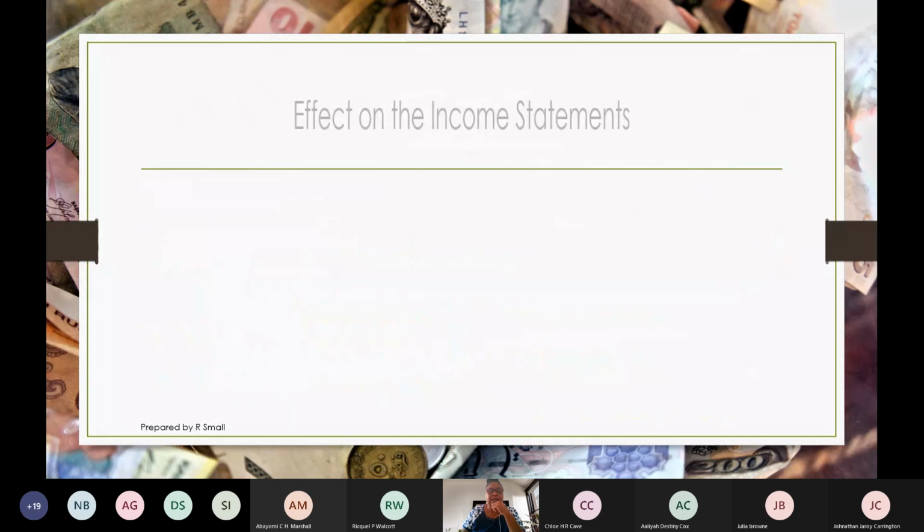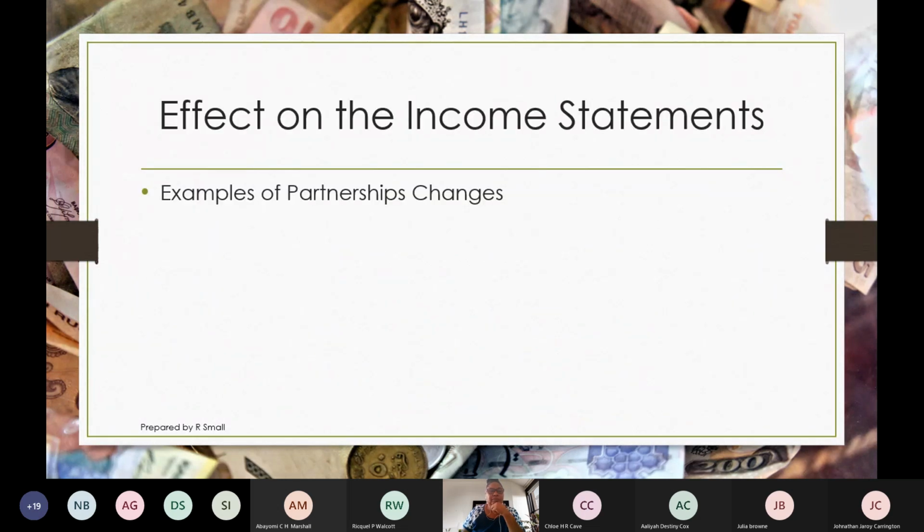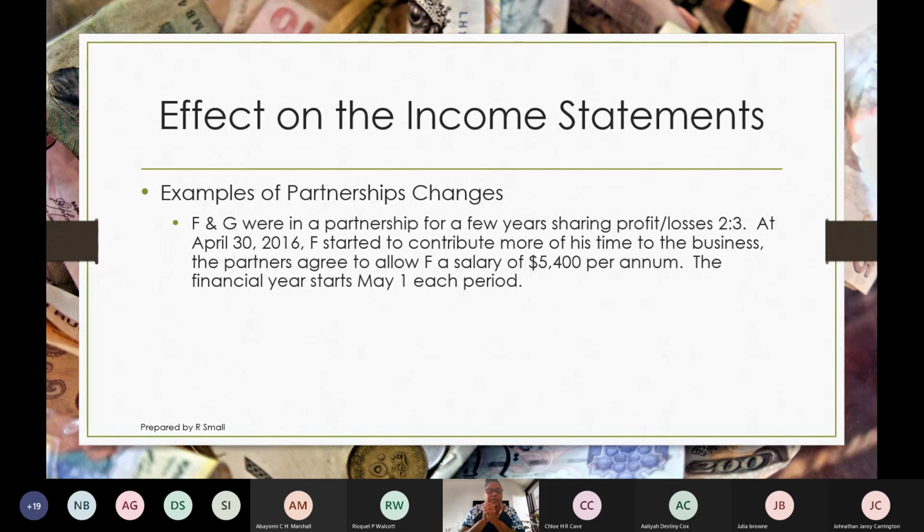Continuing, this is an example here. Examples of partnership changes. This first one here. We have F and G were in partnership for a few years, sharing profits and losses 2 to 3. On April 30th, 2016, F started to contribute more of his time to the business. The partners agreed to allow F a salary of $5,400 per annum. The financial year starts 1st of May each year. So this is an example of a partnership that was changed.